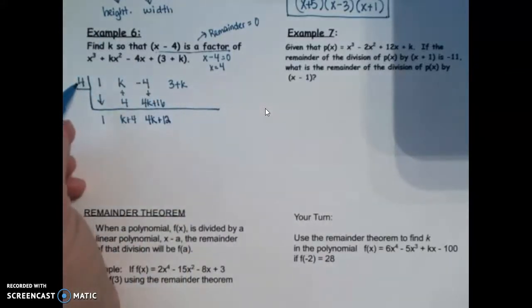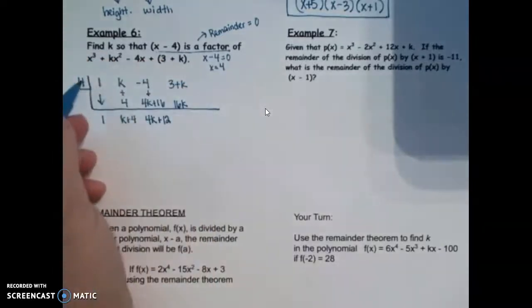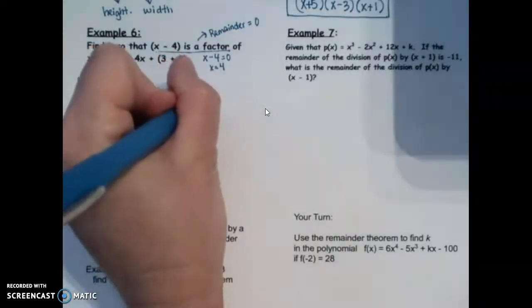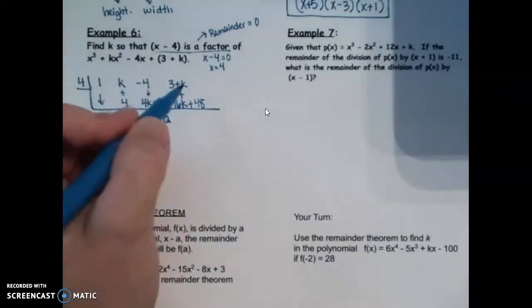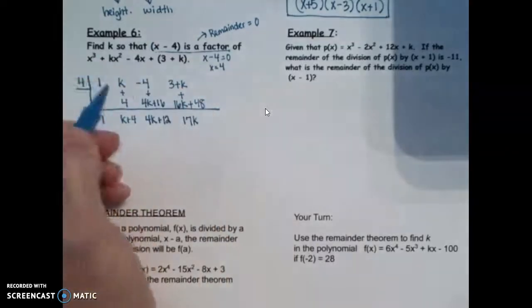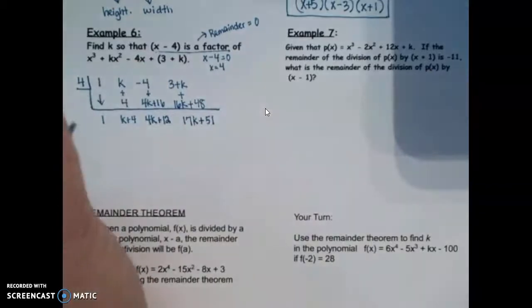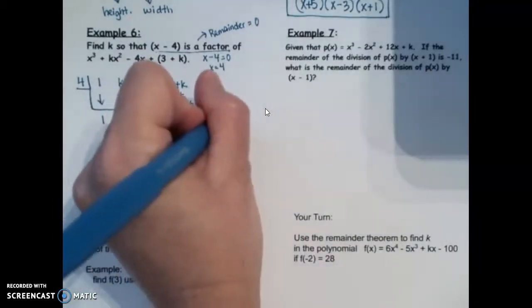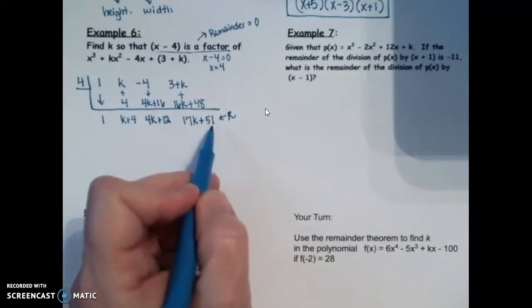Multiply again. All you're doing is distributing. So 4 times 4k is 16k. 4 times 12 is 48. And then we're going to add. So you have k plus 16k is going to give us 17k. 3 plus 48 is going to give us 51. So we're showing that our remainder is represented by 17k plus 51.